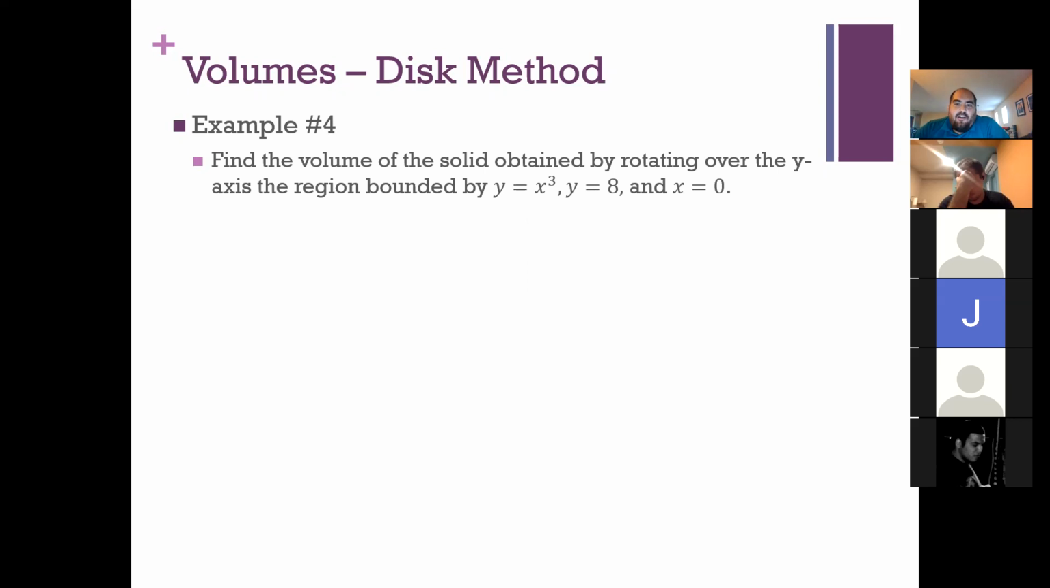All right, so I want to find the volume of the solid obtained by rotating over the y-axis this region, bounded by y equals x cubed, y equals 8, and x equals 0. So here's what I'd like y'all to do first. Go ahead and sketch this out. This is just a good habit to get into.